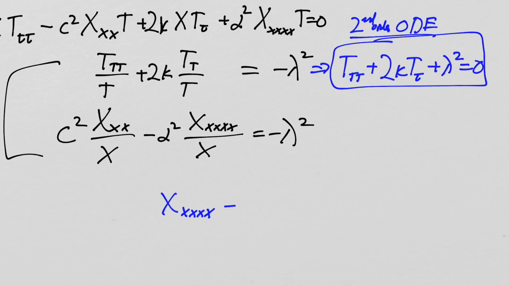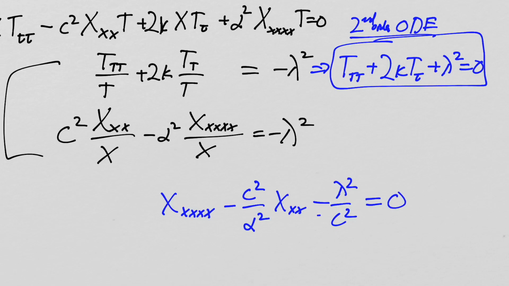See, I think I got to go C squared over alpha squared, right? And then, I think, let's see, that'll come out minus lambda squared over C squared. Oops, I forgot my X, right? X minus lambda squared over C squared equals 0. Is that right?